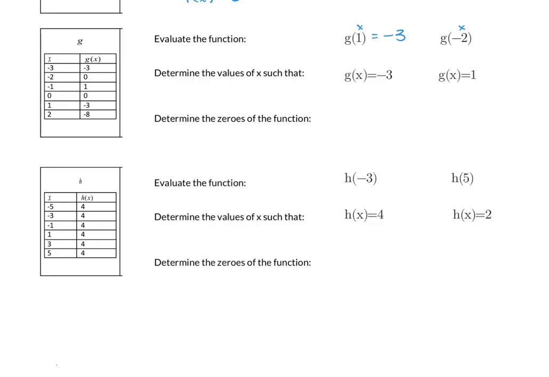Same thing with g of negative 2. I'm going to start by looking for where x is negative 2. We come across and we get 0. So when x is negative 2, g of x equals 0. So g of negative 2 equals 0.